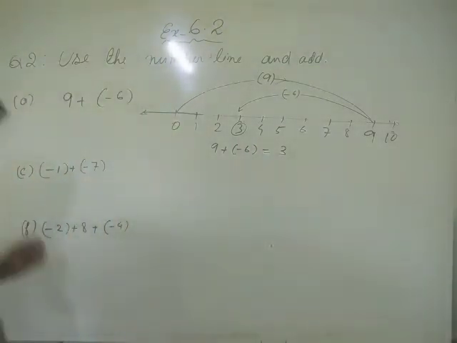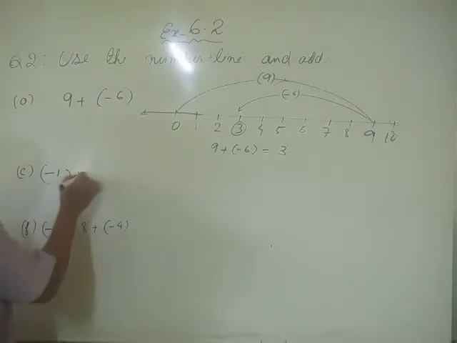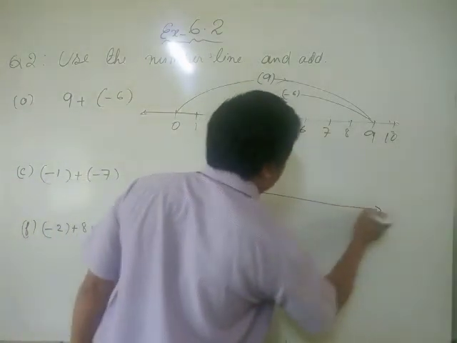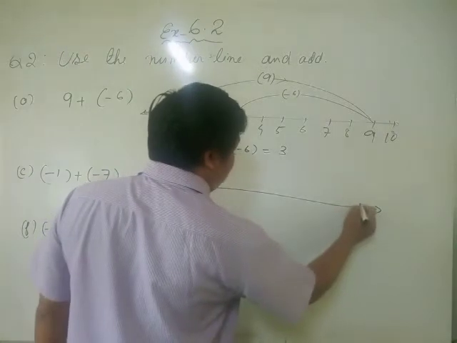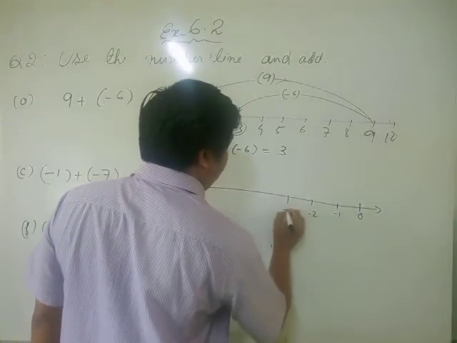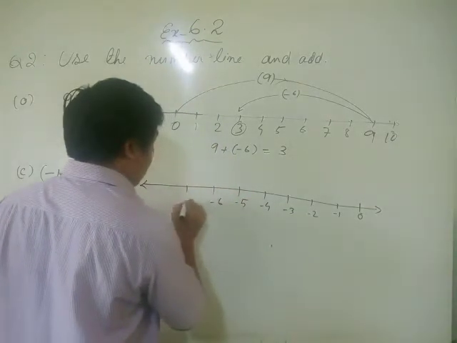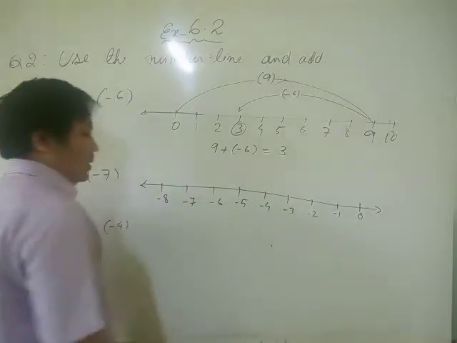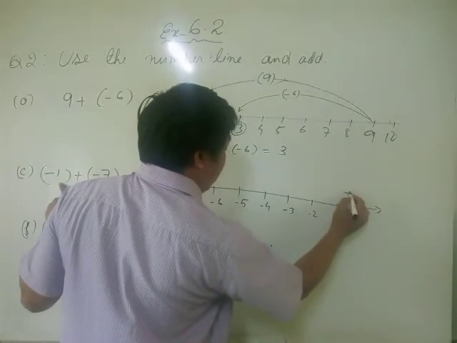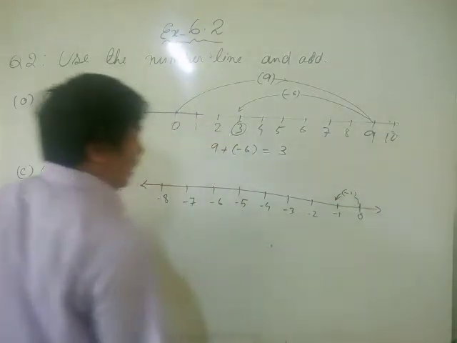Okay. Next we have minus 1 plus minus 7. For this, let us see like this. Let us start 0 from here and we write minus 1, minus 2, minus 3, minus 4, minus 5, minus 6, minus 7, minus 8 like this. So start from 0, minus 1. Where is minus 1? From here to here is minus 1, isn't it?